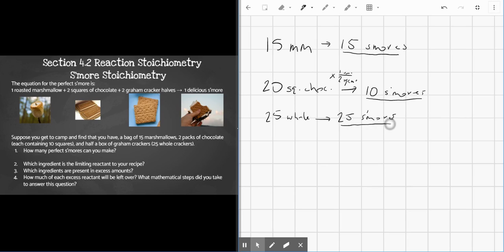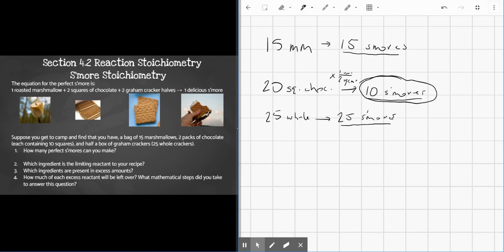Well, if I used up all of the marshmallows, I would make 15. If I use all of the chocolate, I make 10. And if I used up all the graham crackers, I would make 25. So what is my actual answer? How many can I make? It's the smallest number. And this is exactly what we're going to see in our chemistry example coming up.